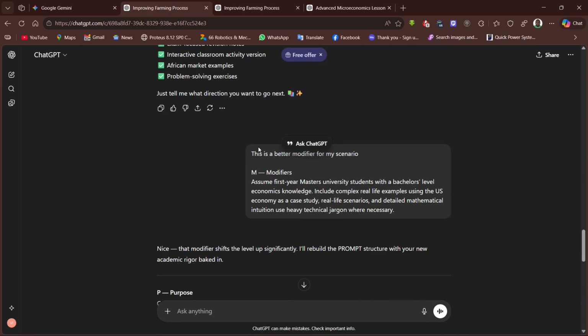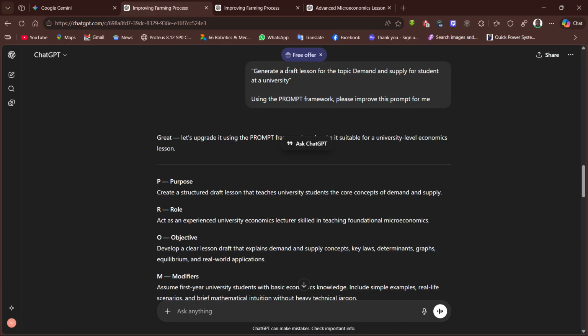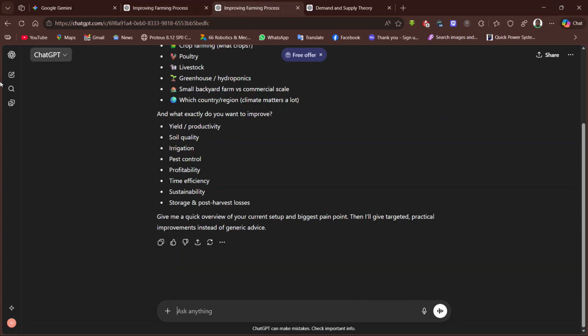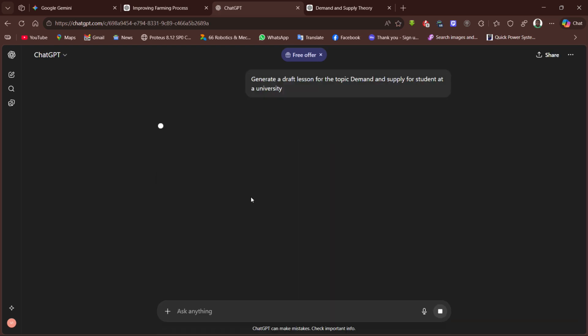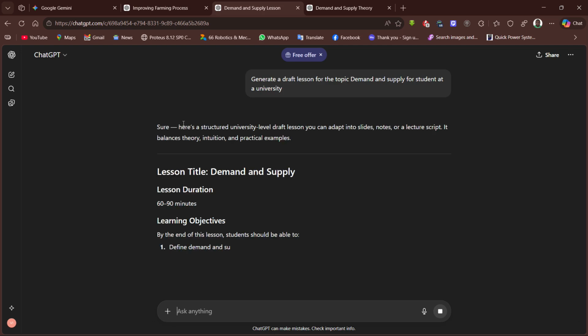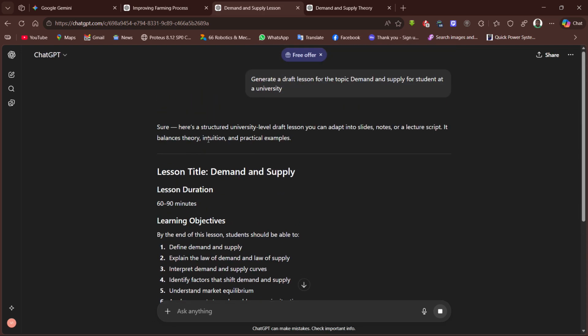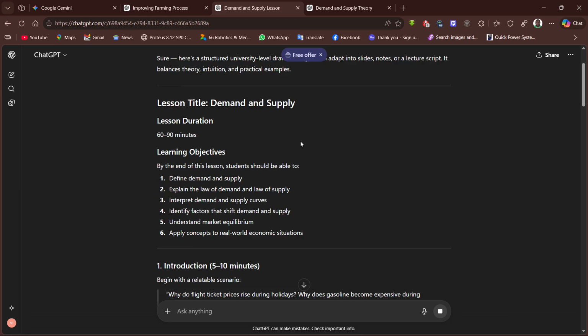Then we're going to copy our initial prompt, which is generate a draft lesson for topic demand and supply for university students, right? Let's see what we get. We started a new chat, pasted our instruction, and then let's see. Now it has already started giving us, it says sure, here is a structured university level draft lesson you can adopt into slides, notes, or lecture script. It's balanced theory, intuition, and practical examples.